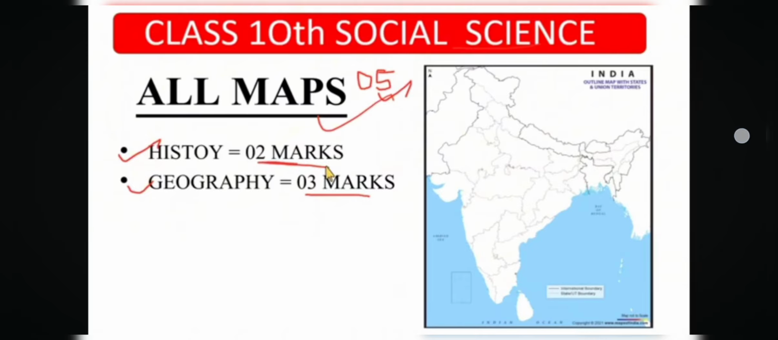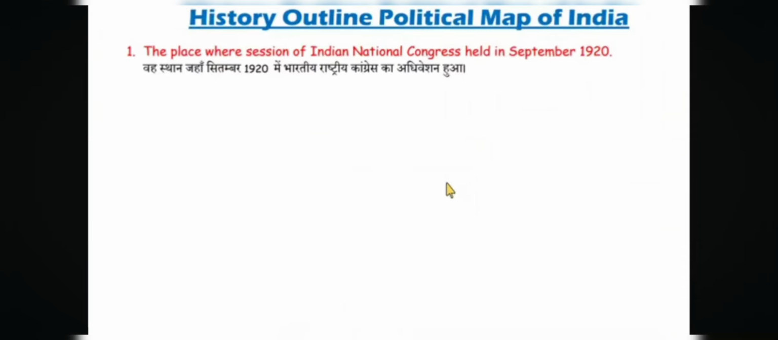However, history has fewer map questions. There are only 9 questions, and only 2 of these 9 will be asked. Geography, on the other hand, has a large number of map questions, and only 3 will be asked from there. But I'm going to tell you the important ones right now. Memorize them well. Okay, let's get started.